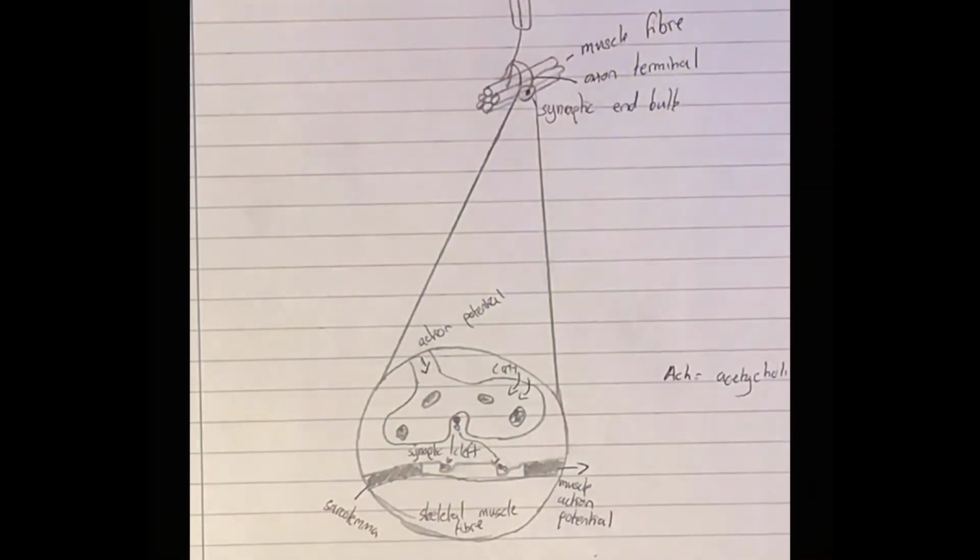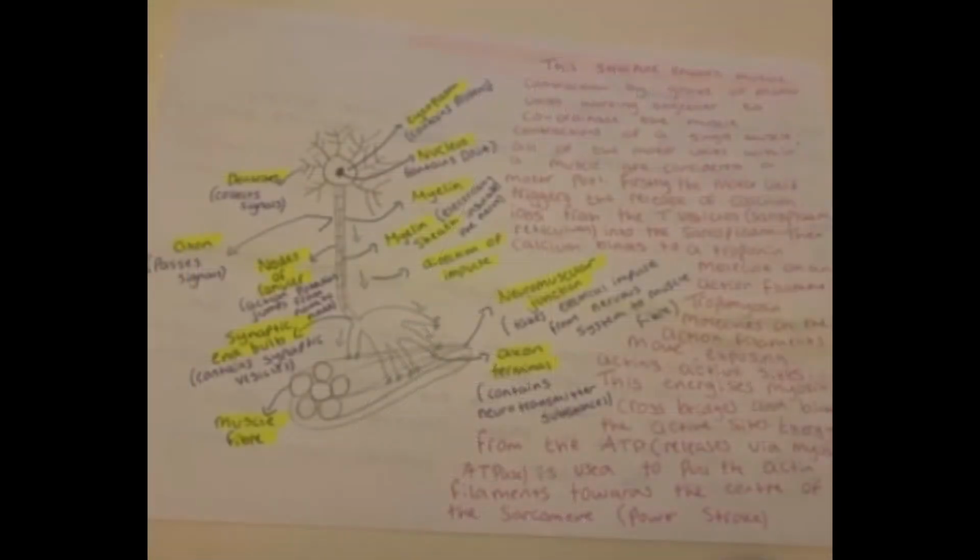Next, I'm going to be talking about how this structure enables muscle contraction. This happens by, firstly, the motor unit triggering the release of calcium from the two vesicles. The vesicles are a way of transport around the membrane. Then calcium binds to a troponin molecule. This is a protein within the cell. Tropomyosin molecules, this is another protein within the cell, on the actin filaments move. This exposes the actin's active sites.